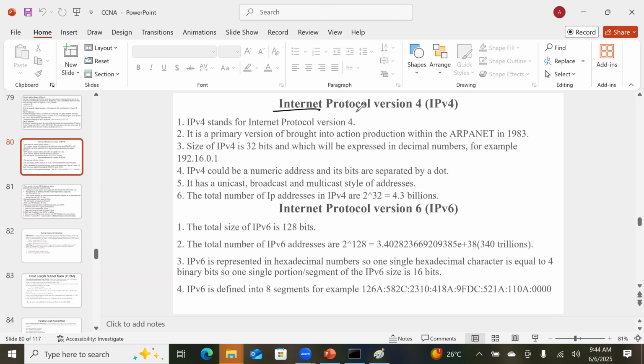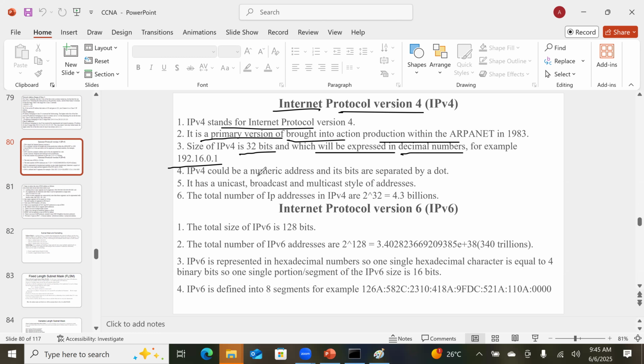You already know something about version 4. IPv4 stands for what? Internet Protocol version 4. It is a primary version brought into production within the ARPANET in 1983. And the size of this is what? 32 bits, expressed in decimal numbers, for example 192.16.0.1.